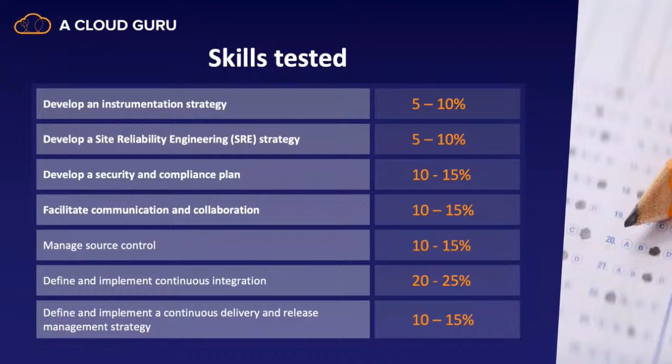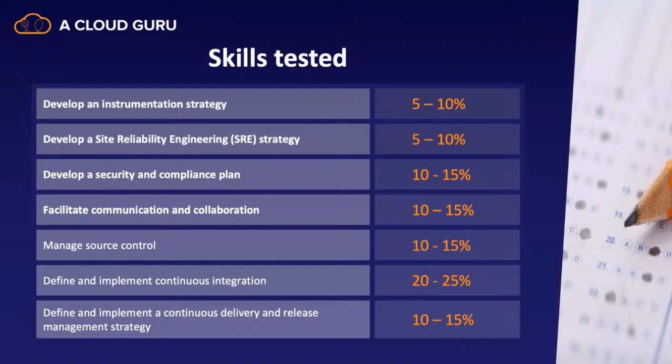The type of questions are what's shown on the slide below, and it's going to be a combination of developing an instrumentation strategy, which is around 5 to 10%, not too much, developing a site reliability engineering or SRE strategy, also sitting kind of light at 5 to 10%. Then we have developing a security and compliance plan between 10 and 15%, and then developing and facilitating communication and collaboration, also 10 to 15%. These are getting a little bit more medium level.